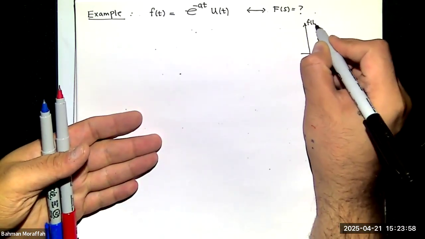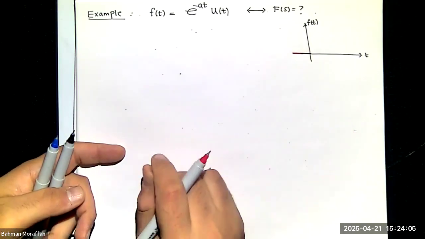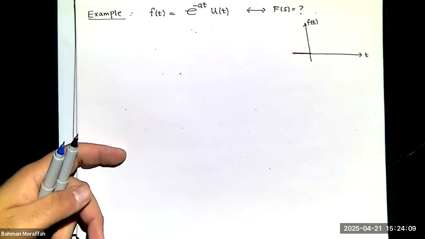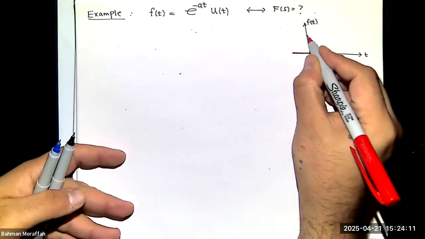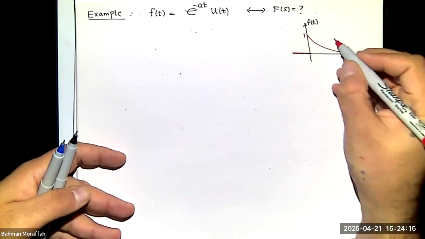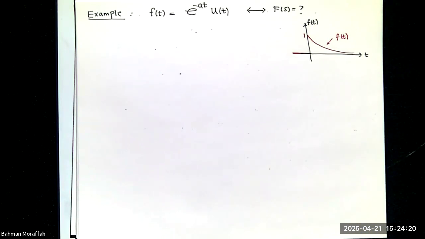This is t, this is f of t. I know for all times less than 0, it must be 0. Right? And for all times greater than 0, it decays exponentially. So it should look like this. This is 1. So this is basically f of t.